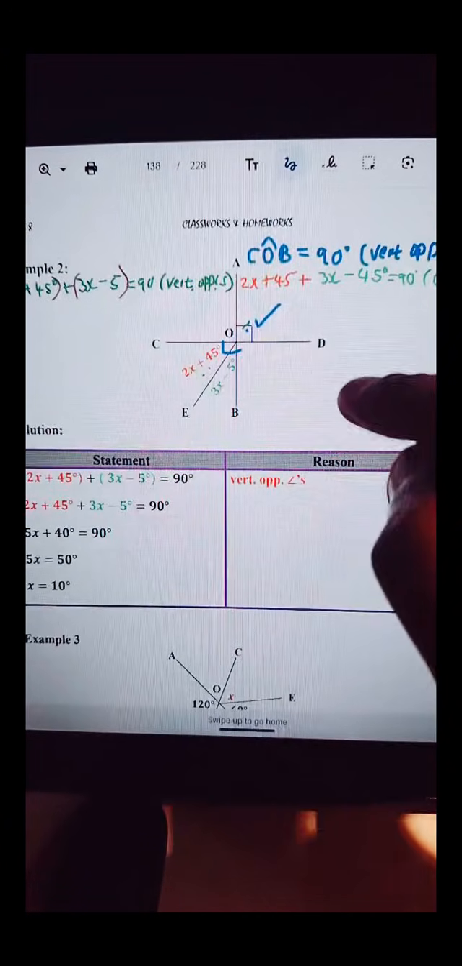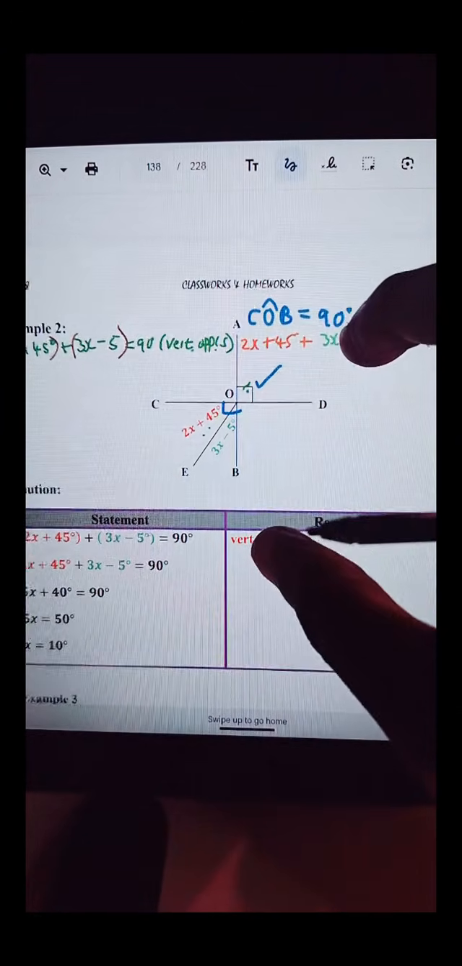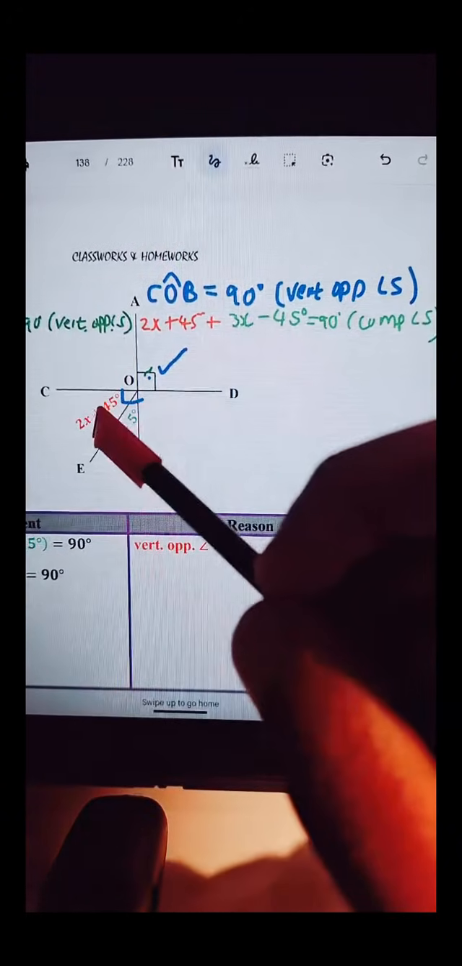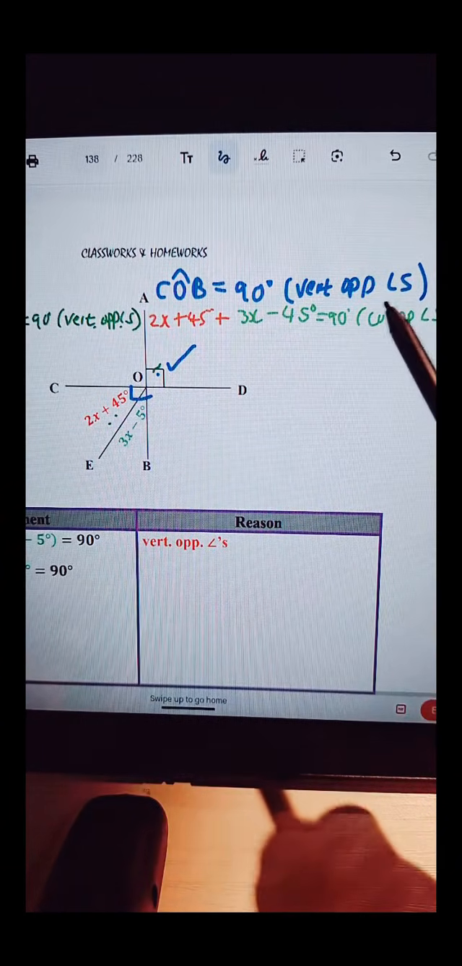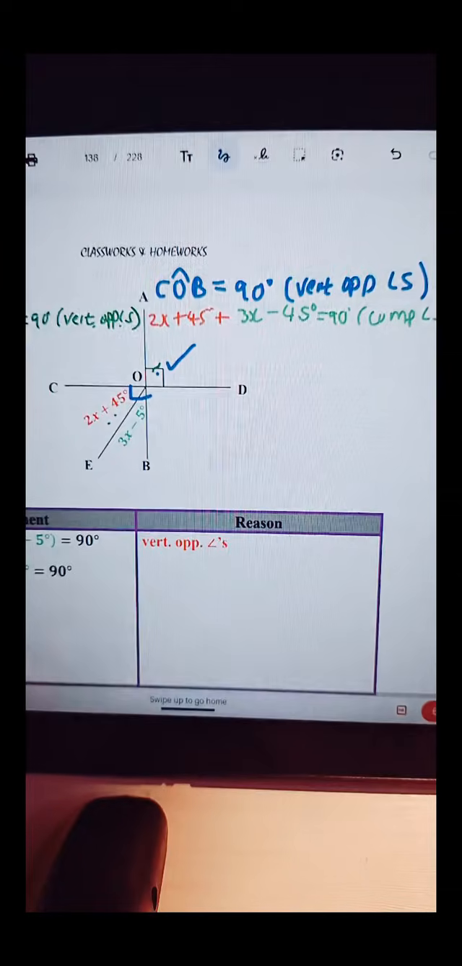All right. So depending on who's doing the problem, one learner may decide to say angle COB is equal to 90 degrees and then say vertically opposite angles. Then, because they know that this is 90 now, they decide to say 2x plus 45 plus 3x minus 5, which are these two angles, is equal to 90 degrees. Reason, complementary angles. Then they solve for x.